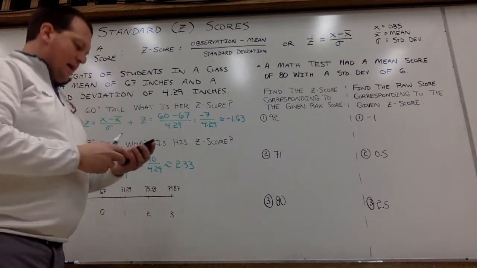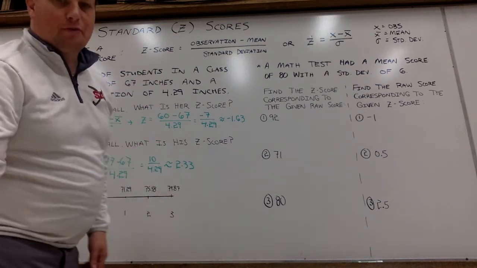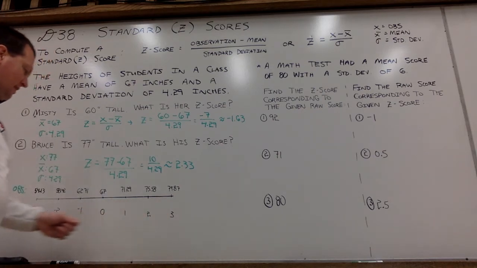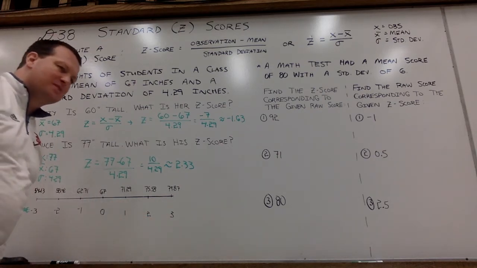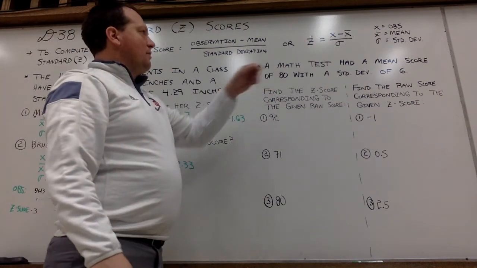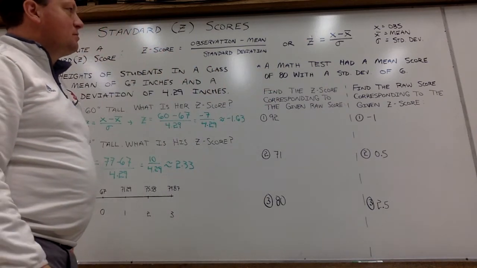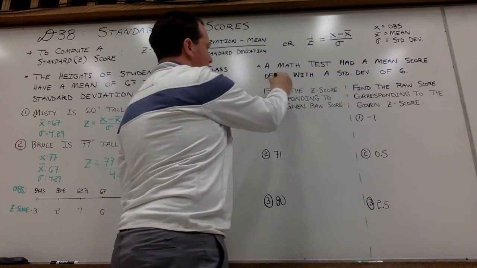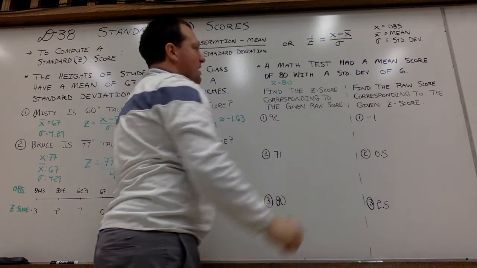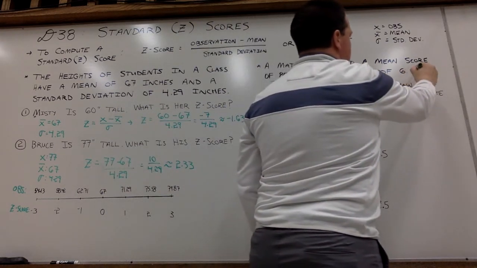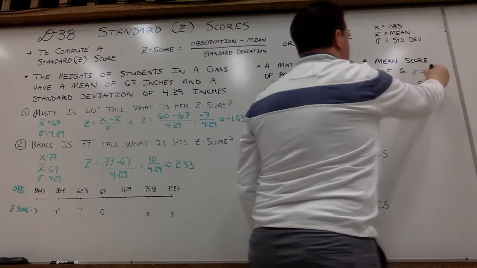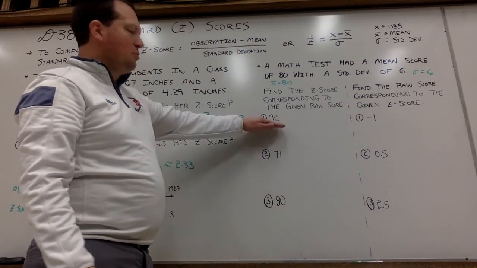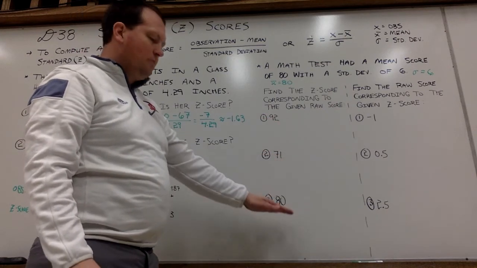Let's take a look here at working forward and backwards with finding z-scores. Again, you are going to have usually a number between -3 and +3 for your z-score. So in this example, we have a math test. Mean score average is 80, so x bar is 80. And then standard deviation is 6, so my sigma is 6. I want to find the z-score corresponding to a student who earns a 92, a 71, and then an 80.